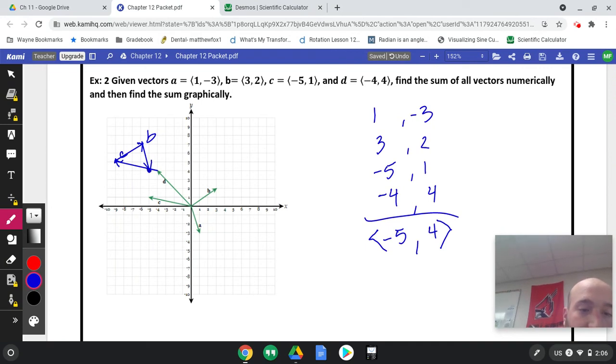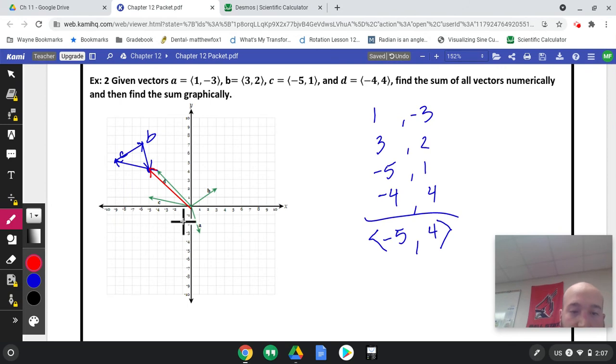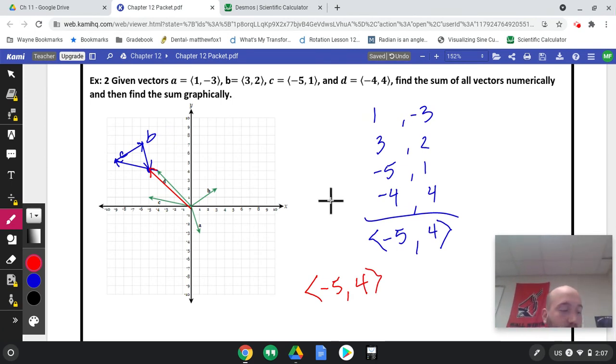And right here, our resulting vector then started at 0, 0. And we go to that spot. And as you can see, that red one: left 1, 2, 3, 4, 5, up 1, 2, 3, 4. And as you see, left, we know, -5, up 4. We get the same answer graphically or numerically. Doesn't matter which way you do it.